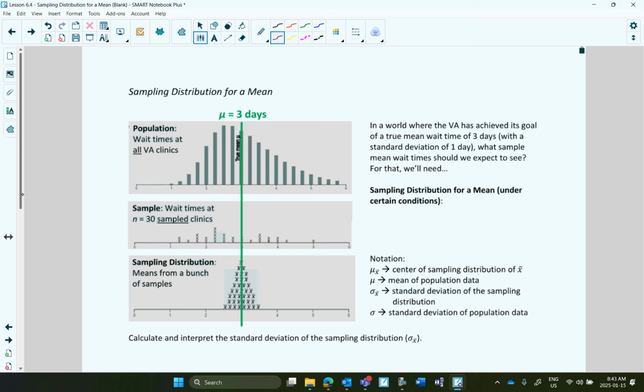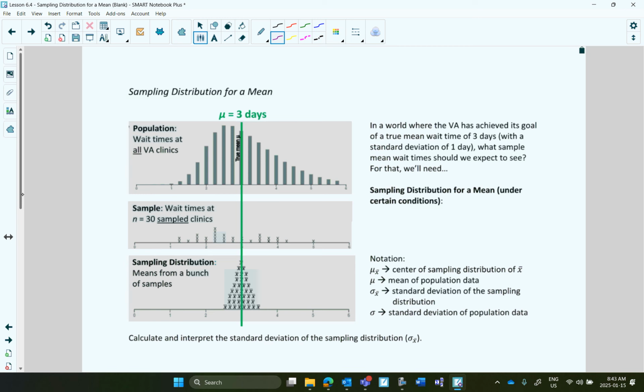When we actually took a sample of 30 clinics, it looked like this. Okay. So fairly spread out, kind of centered around 3 days. Okay. But if we did this 30 clinic sample numerous times, it's going to look like this. It's going to approach normality, and it's going to be a little tighter towards the mean. Okay. So that's what we're sort of going to expect to see.